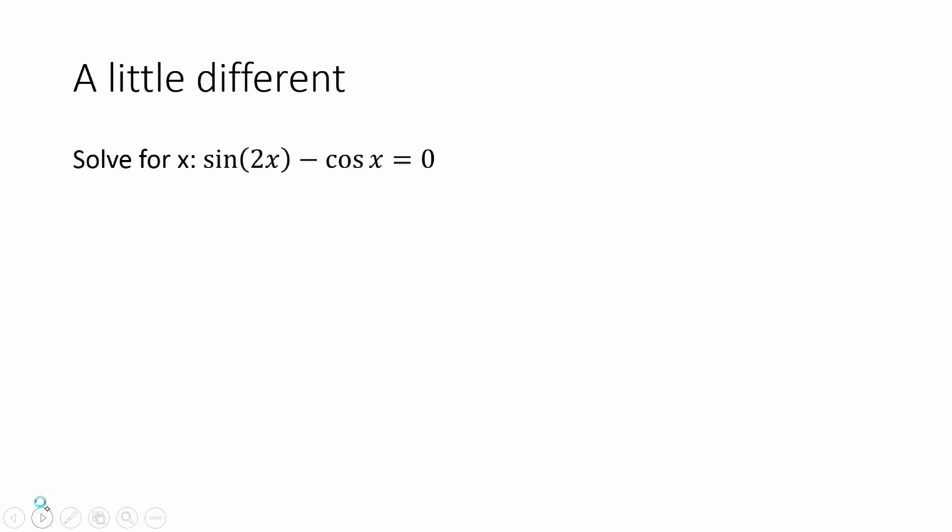So here we have sine 2x minus cosine x equals 0. Now I'm going to use an identity here. Sine 2x is 2 sine x cosine x, minus cosine x equals 0. Now this shares in common cosine x, so I'll pull it out.